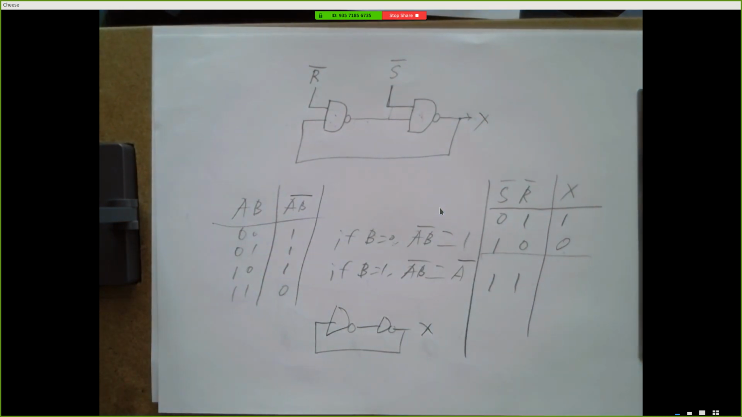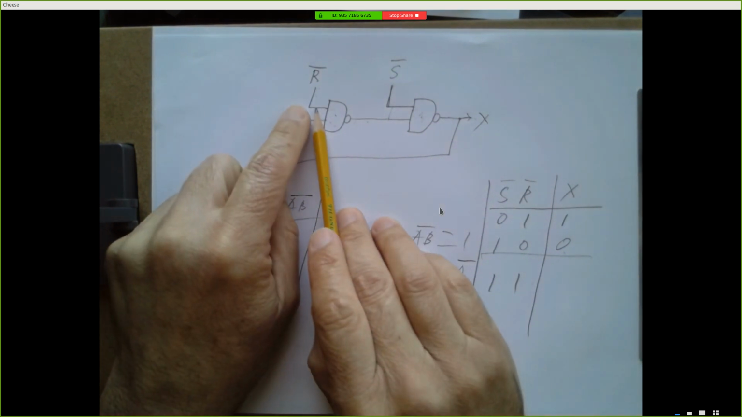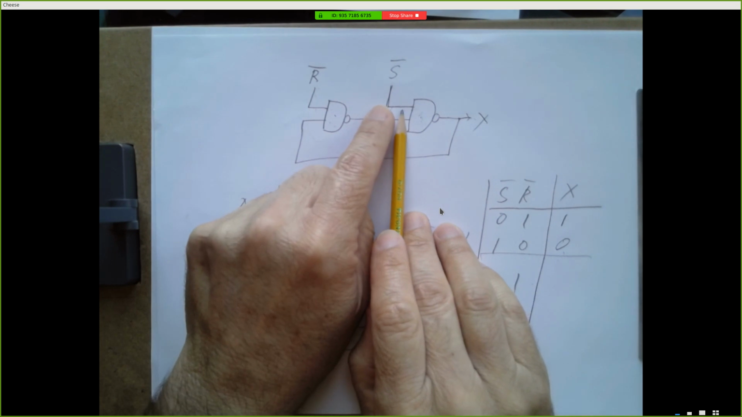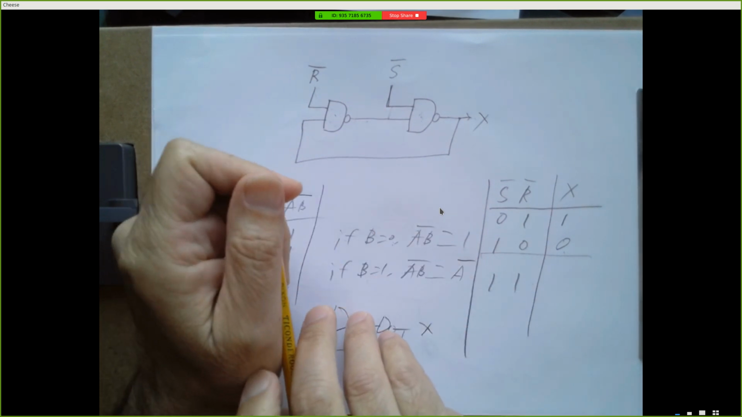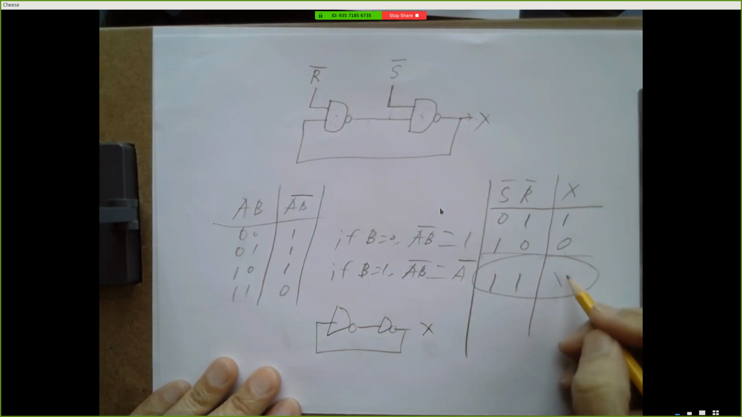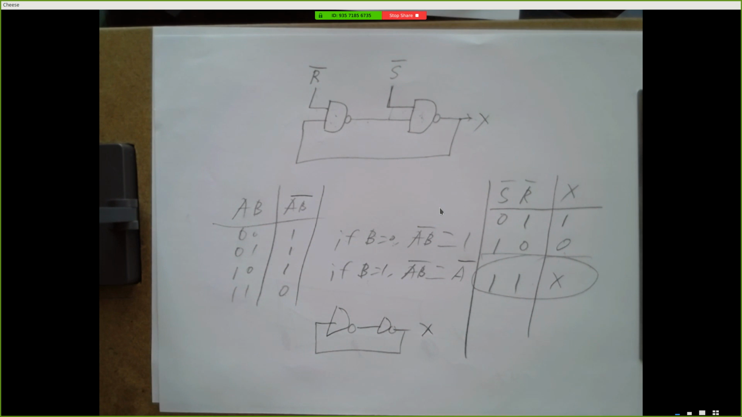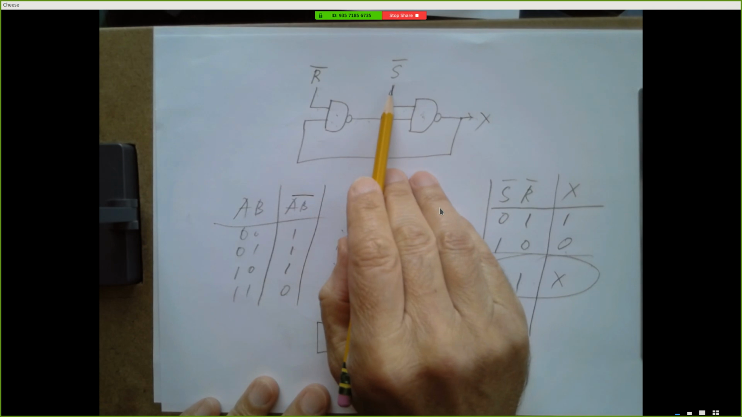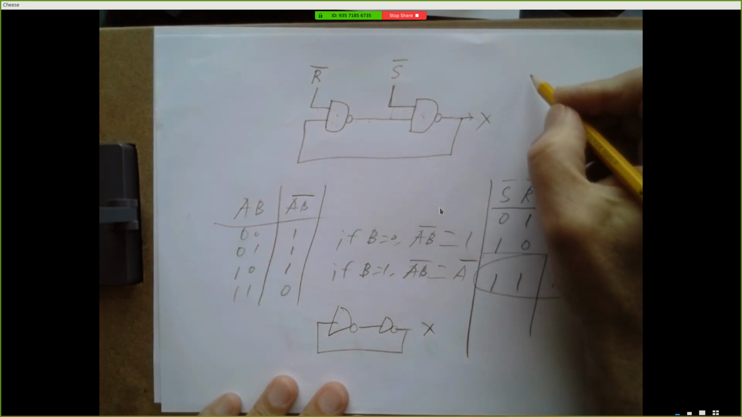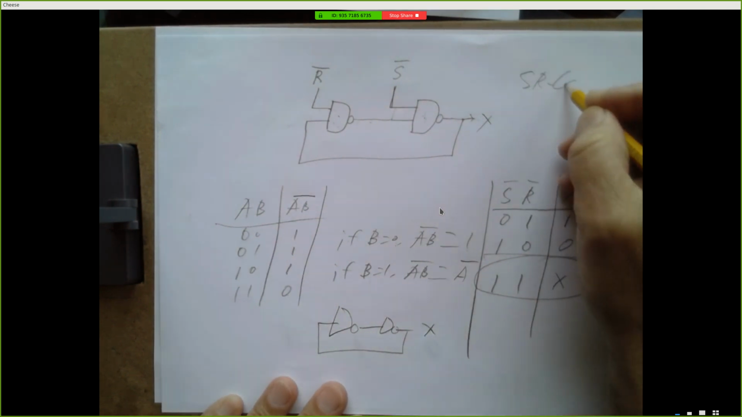So this is a full-blown memory circuit. I can force the output to be low by pulling this low and then pulling it back high. Or I can force it high by pulling this low and letting it go back high. And so the normal state of this device is to have both my inputs high, and X will be whatever X was a moment ago. But I can set the output by pulling the set line low. I can reset the output by pulling the reset line low. Okay, so this is something called an SR latch.